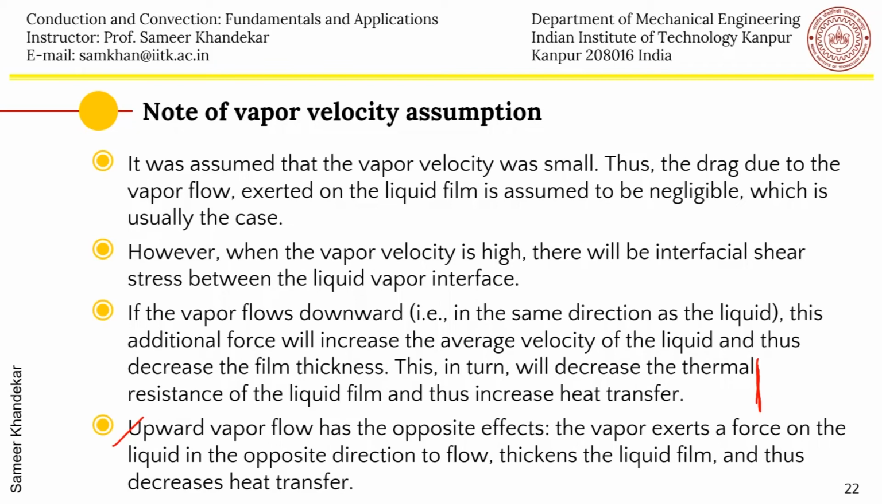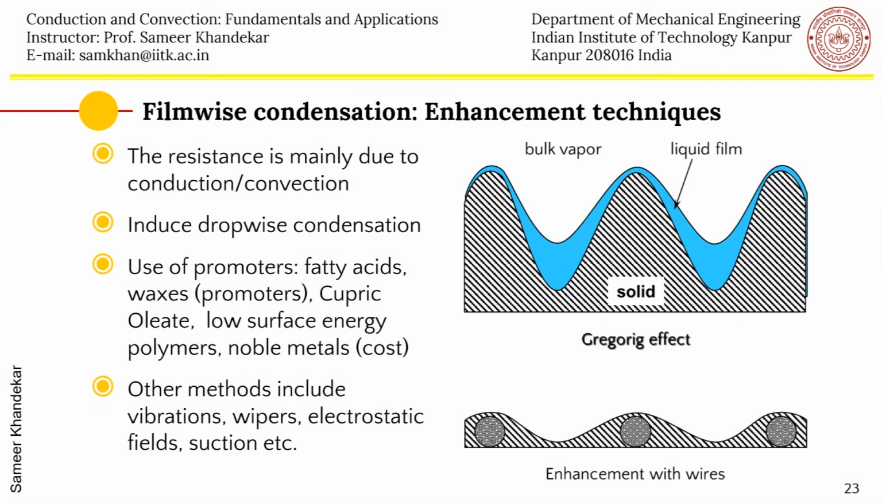There are also methods to enhance film-wise condensation, because we have seen that the film thickness is the most critical part, that conduction in the film. Therefore, if you have a solid which has some features, morphology like what I have shown here, then one can reduce the film thickness at these corner points. And these corner points can become the seat where the heat transfer coefficient can be locally increased. Or you can go for drop-wise condensation, which we will take up next.